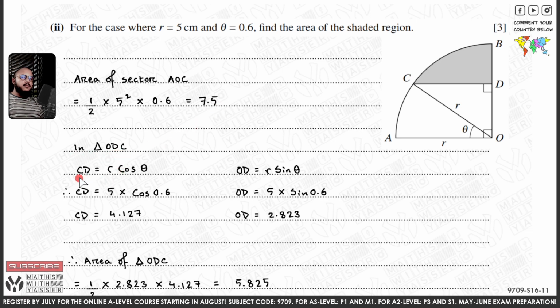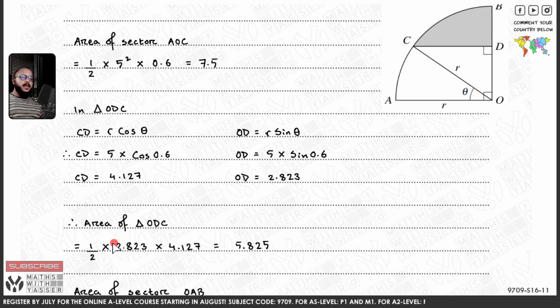In triangle ODC, we found that CD is equal to r cos theta. So CD must be, r is 5 and theta is 0.6, so 5 times cos 0.6, which gives us 4.127. And OD is r sine theta. So that means 5 times sine 0.6, that gives us 2.823. So we have the height of the triangle and the base of the triangle if you consider the triangle ODC. So the area of the triangle ODC must be half times base times height, which is half times 2.823 times 4.127, that gives us 5.825.